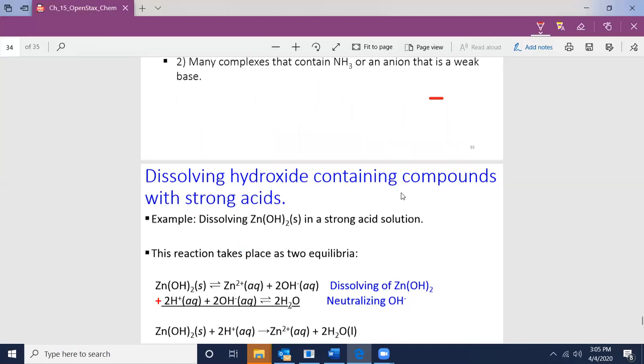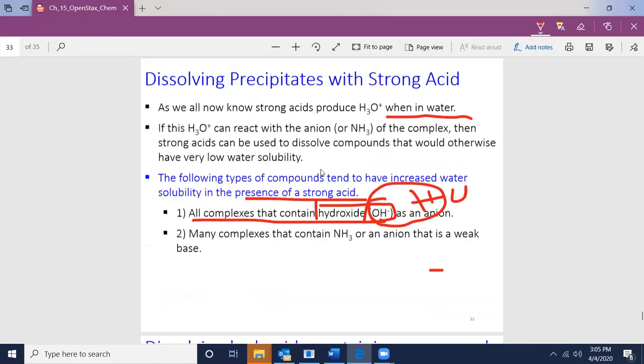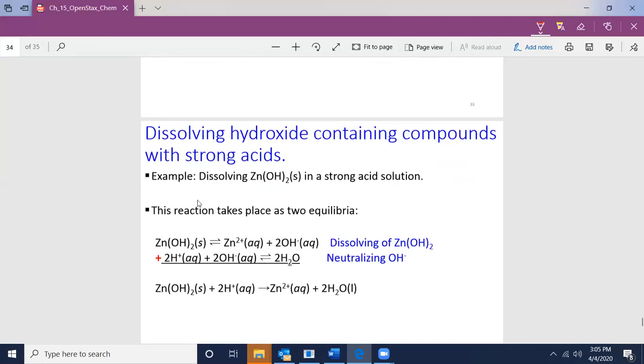Dissolving hydroxide containing compounds with a strong acid, as we have been discussing here. Let's see an example. If you have zinc hydroxide, which is the formula, that's a solid, that's an insoluble or sparingly soluble salt that does not solubilize well. It's a very insignificant solubility where the zinc is going to be separated from hydroxide. So if we add a strong acid, can we separate these two from each other? More of them come out into the solution, which means solubility is enhanced.